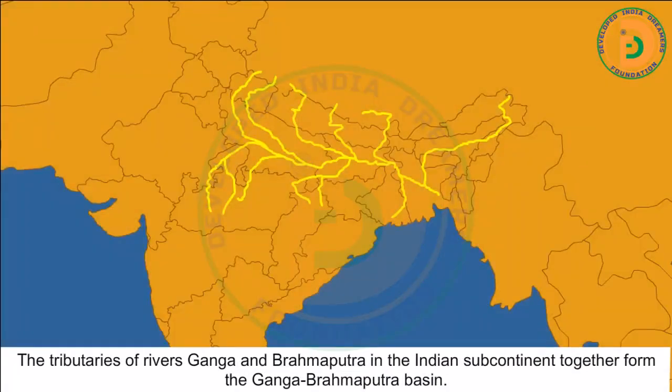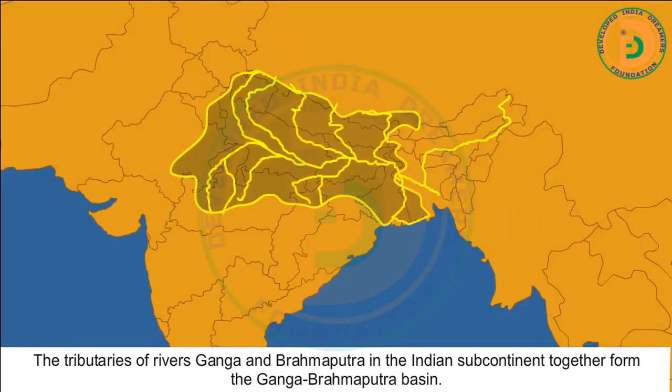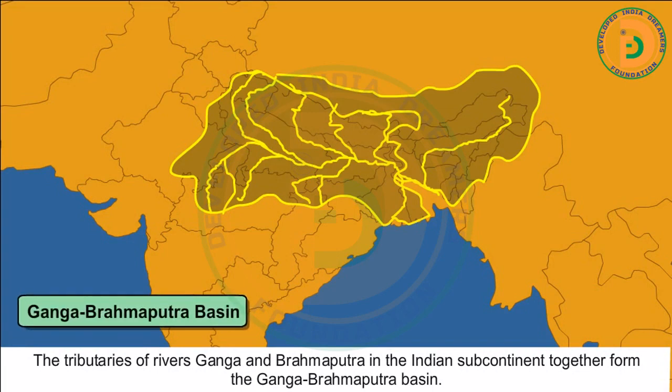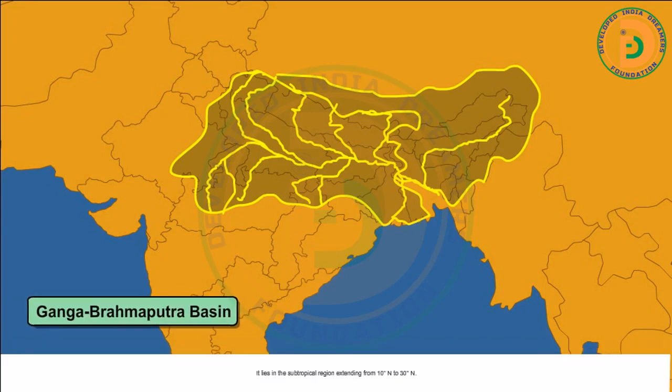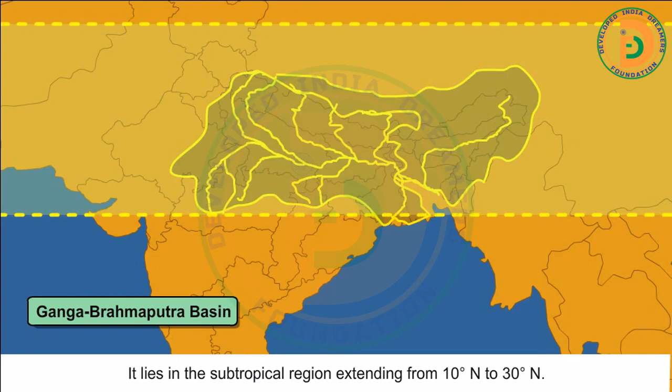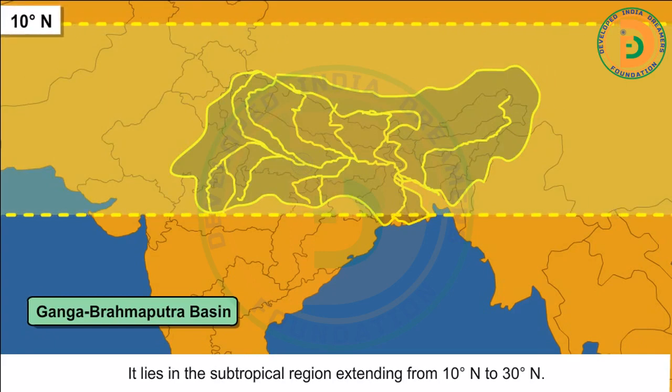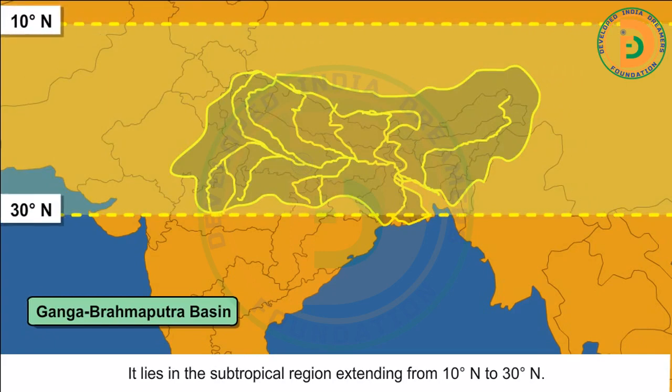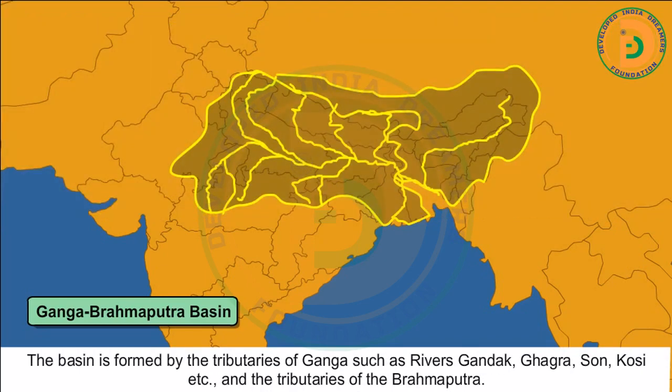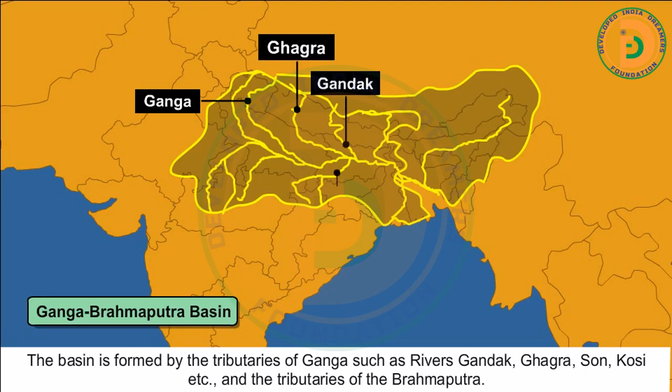Venezuela. The tributaries of rivers Ganga and Brahmaputra in the Indian subcontinent together form the Ganga-Brahmaputra basin. It lies in the subtropical region extending from 10° north to 30° north. The basin is formed by the tributaries of rivers Ganga such as rivers Gandak, Ghagra, Son, Kosi, etc. and tributaries of the Brahmaputra.